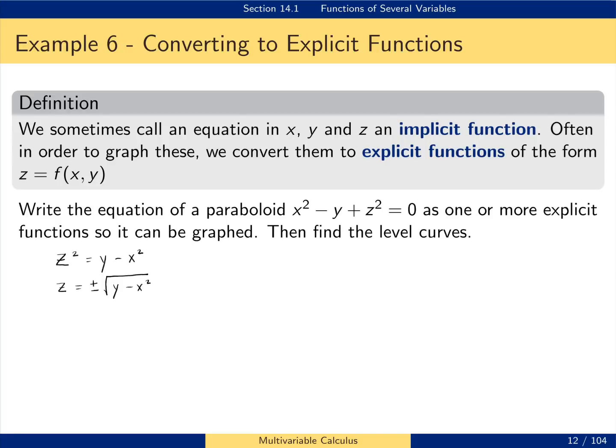You'll see that we haven't quite managed to write this as a single explicit function. That's because it fails the vertical line test. To cover the whole graph, we'll need two explicit functions. Say f of x, y equals the square root of y minus x squared, and g of x, y equals negative the square root of y minus x squared.